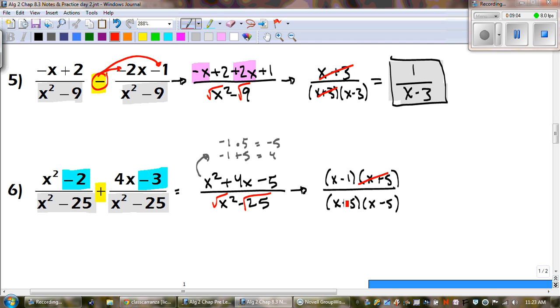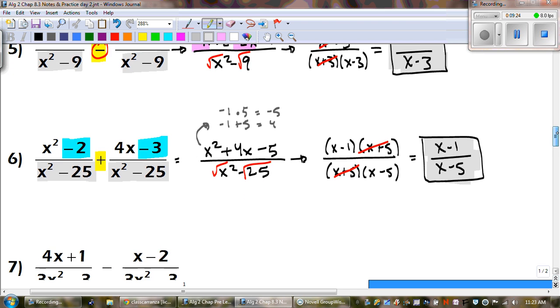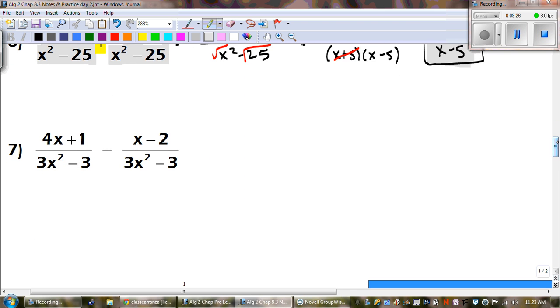Okay, we can cancel off the x plus 5's, and then we're left with our final answer of x minus 1 over x minus 5. And remember, guys, we cannot cross off those x's because they are not exactly the same. Okay, we can't do that when there's addition or subtraction. All right, number 7.